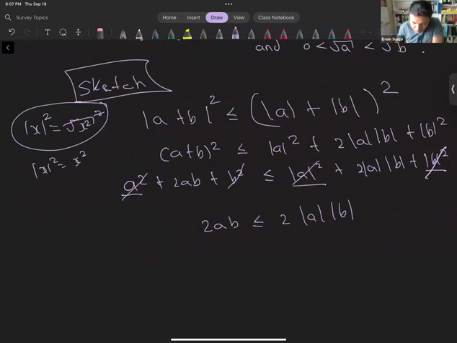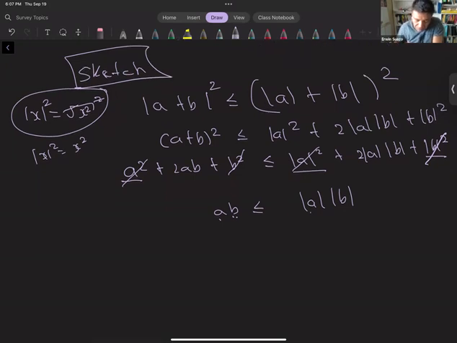Why? Because if A and B are positive, this is the same as the absolute value. If A is negative and B is positive, this is bigger. If B is negative and A is positive, this is less than this quantity. So this is true. So I'm going to start my proof like that. So let me try to write it like that, and let's try to prove it.